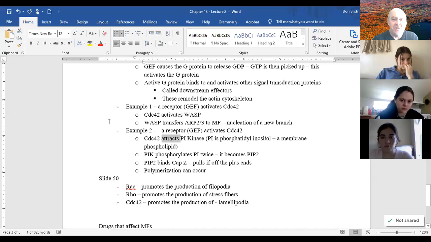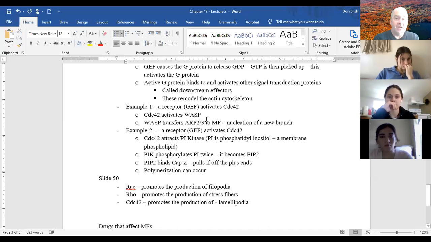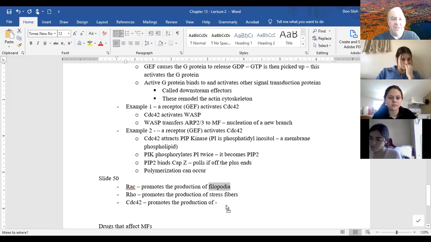Okay, so what she's saying, and this drives me nuts to this day, is when you look up CDC42, it does in fact activate WASP, which is important for branching. That's lamellipodia. But when you put just CDC42 in the cell, you get filopodia. I don't know why that is. I mean, it's two different things. I don't know.